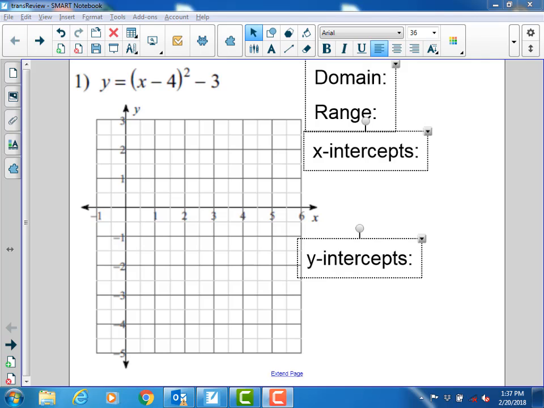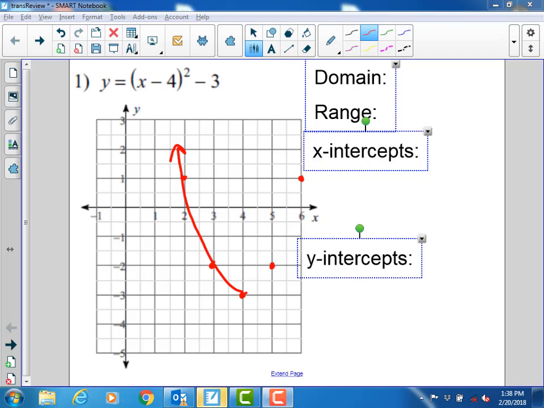All right, welcome to our review over our transformations unit. So we're going to start off with this quadratic. Notice the vertex here is at (4, -3). We use our pattern of up 1 over 1, over 2 up 4, if we have enough room, over 3 up 9. Remember, these are symmetrical, so we can flip them over, connect our dots, and then we graph it.